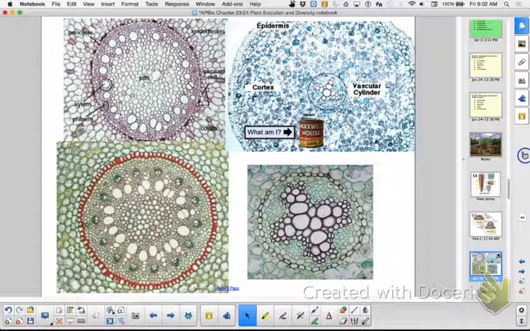If you took a look at these pictures, would you be able to guess which one was a monocot or a eudicot? And Slate, you do that. Talk about these pictures.